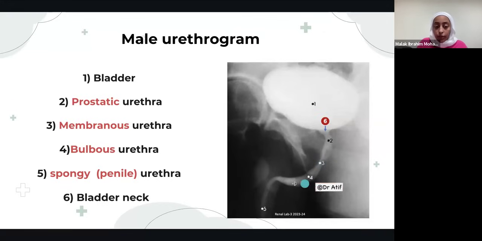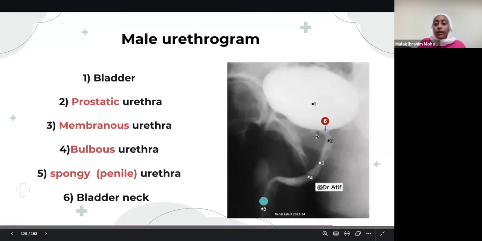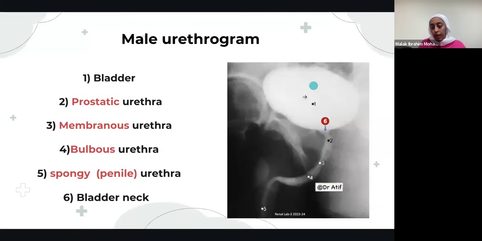And this part is going to be the spongy and penile urethra. Here is the bulbous urethra, and then here is the penile urethra. And this is the bladder neck. So again, a recap: this is the bladder, this is the bladder neck, this is the prostatic urethra, this is the membranous urethra, and then the bulbous urethra and the spongy or penile urethra.